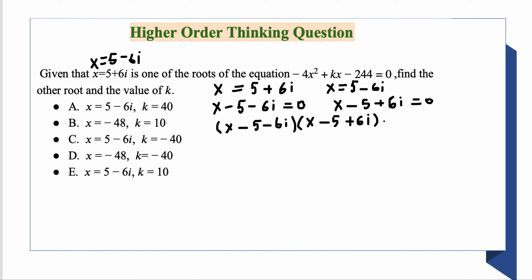So now I'm distributing everything inside. First I'm distributing with the x, multiplying everything. x times x is x squared. x times minus 5 is minus 5x. I am trying to finish this simple work a little faster. And x times plus 6i is plus 6xi.